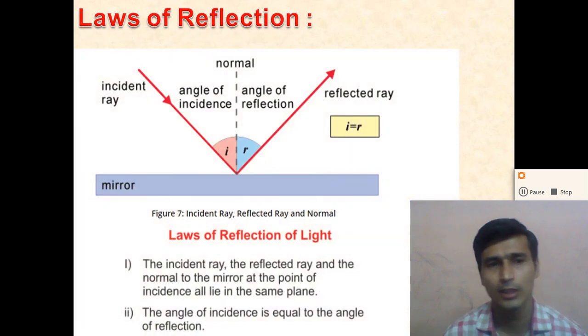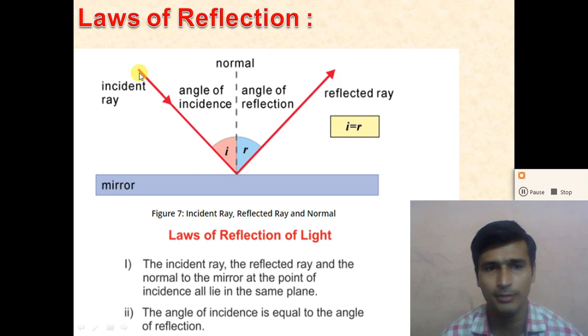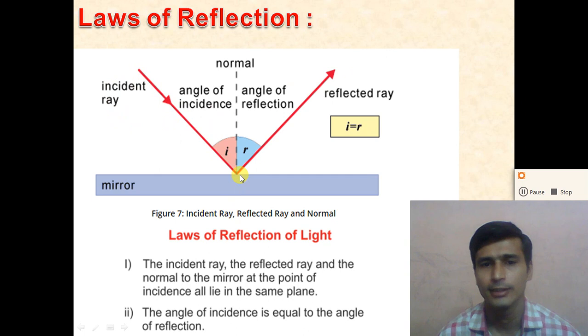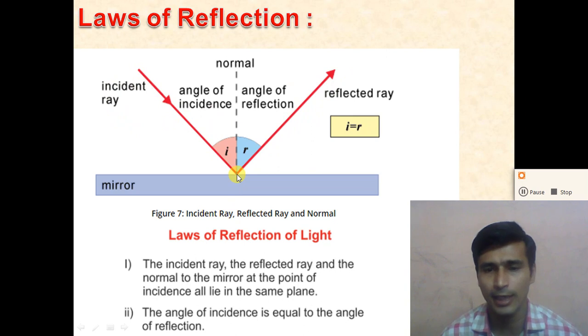Look at the picture. When the ray of light is incident on the smooth surface at the point of incidence O, the ray of light is reflected back from the surface. This ray is called the incident ray, and this ray is called the reflected ray. If you draw a perpendicular line from the point of incidence, this line is called the normal to the surface. The angle the incident ray makes with the normal is called the angle of incidence. The angle the reflected ray makes with the normal is called the angle of reflection.